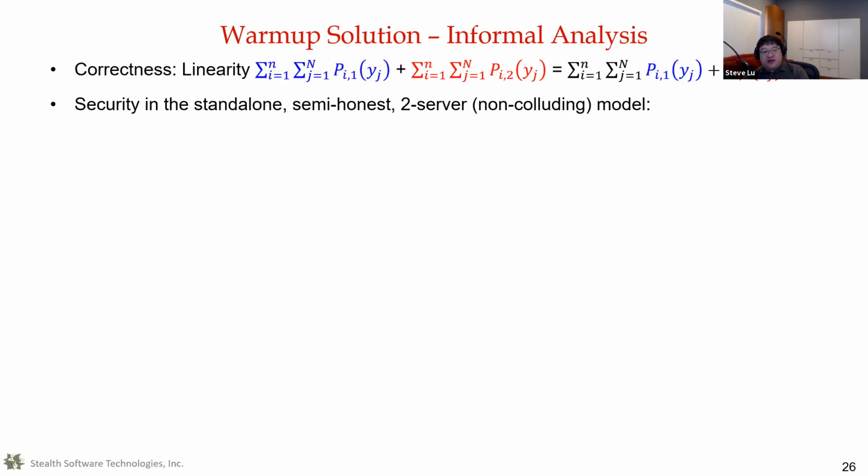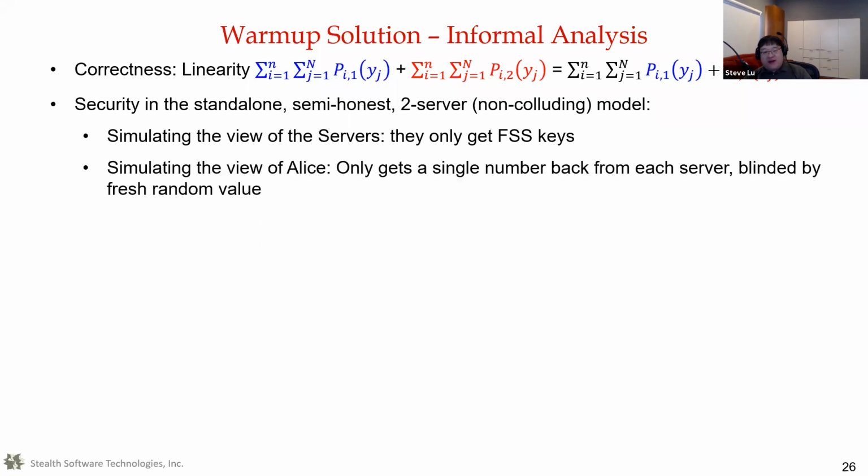In terms of security, we look at security in the standalone semi-honest two-server non-colluding model. There again, informally, you can simulate the view of the servers because all they get are these FSS keys. And then the view of Alice: Alice only gets back a single number from each server, and if it's genuinely being blinded by a fresh random value, she basically just gets two random numbers, and the only relation is that their sum is the answer. So that's also very easy to simulate.